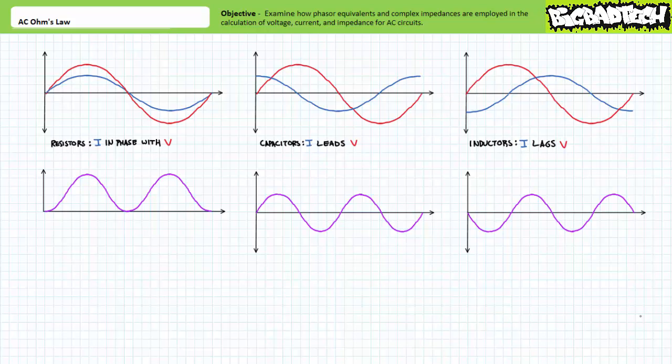Current through a purely resistive element will always be in phase with the voltage across it. In contrast, current through a purely capacitive element will always lead the voltage across it by 90 degrees. And finally, current through a purely inductive element will always lag the voltage across it by 90 degrees. Is there some way of arriving at these same results without all the time-consuming nonsense? Indeed there is. This technique is Ohm's Law.